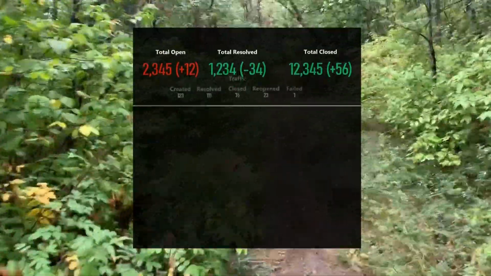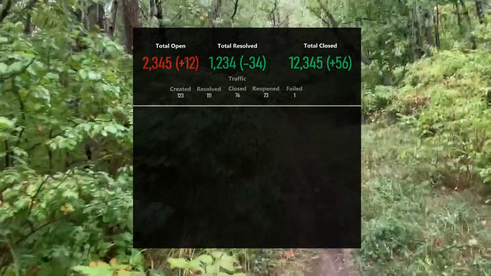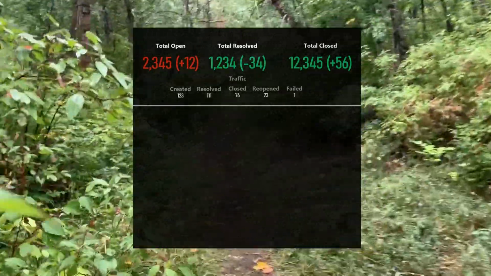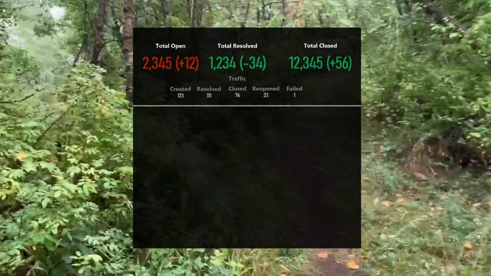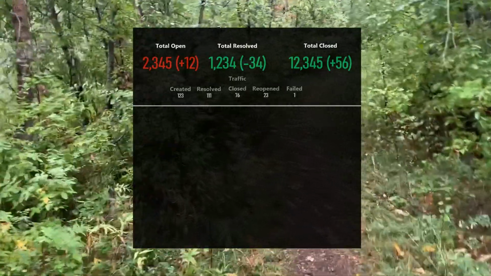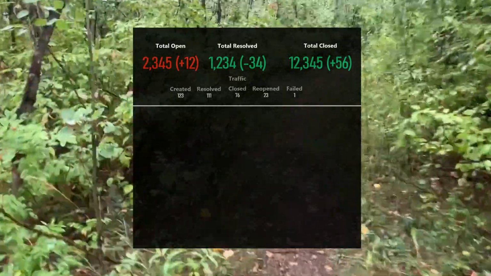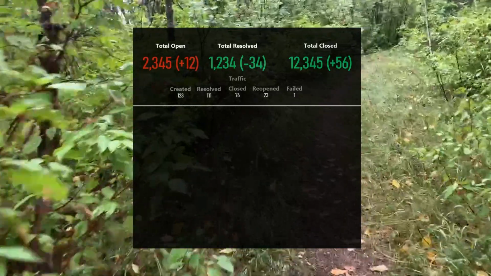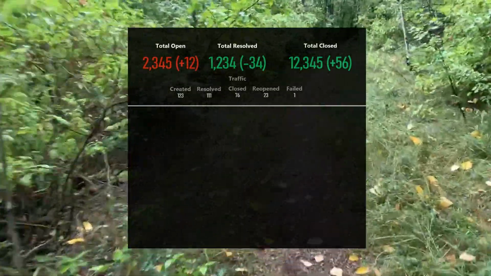You can add the traffic on your project, showing how many bugs on a day-to-day basis are created, resolved, closed, reopened. That's a bug that was in a closed state that has reoccurred and failed. Because now you're starting to get that sense. You're starting to feel the overall direction of the project. You've got a lot of room left.